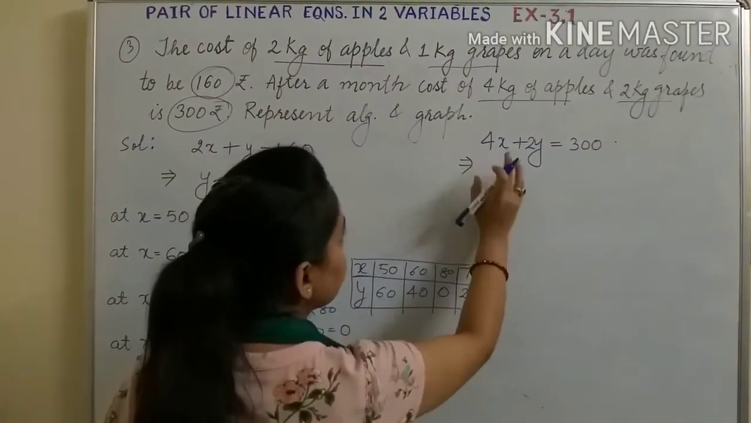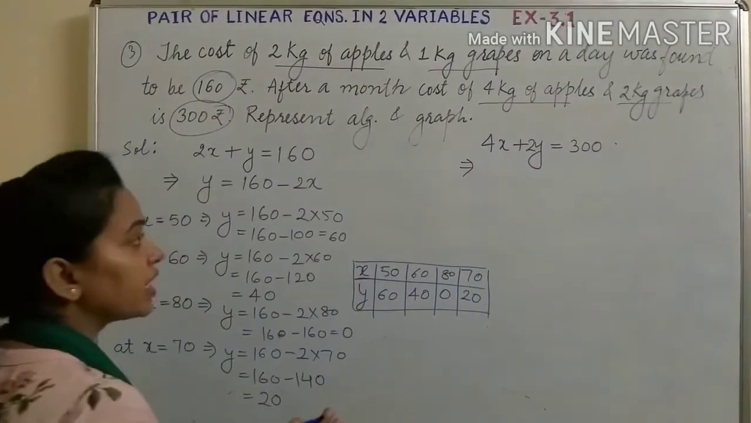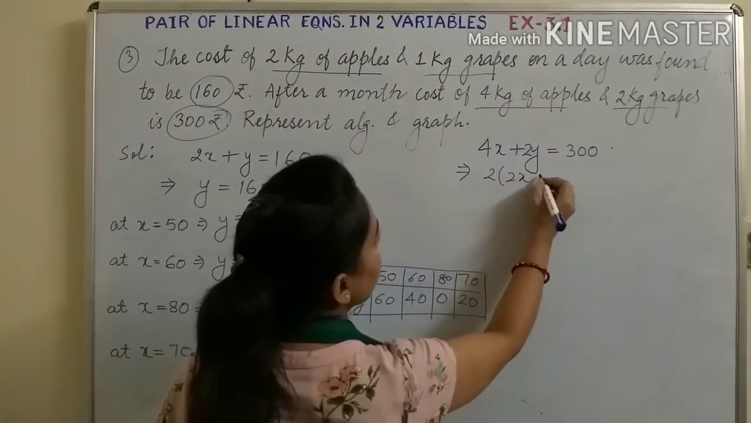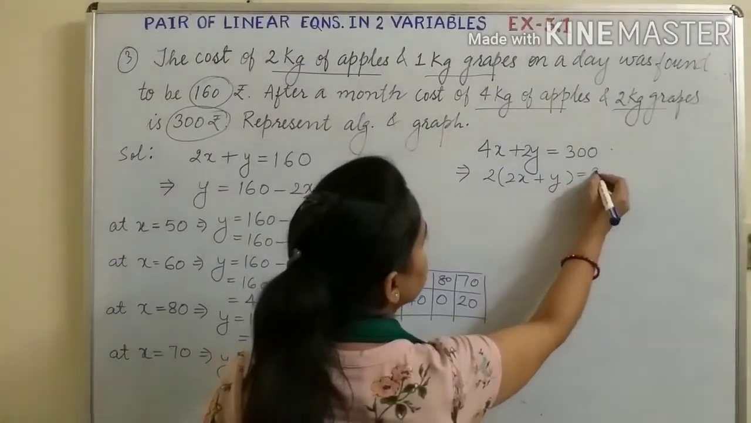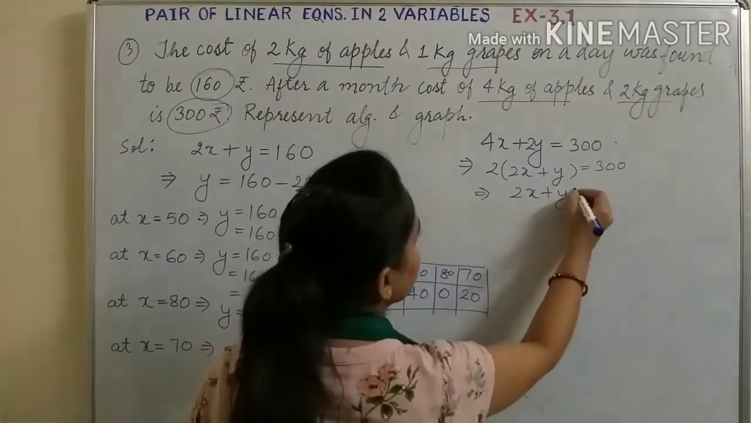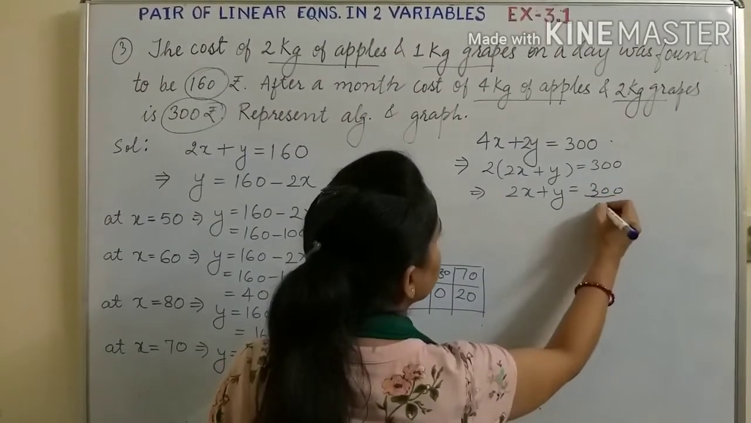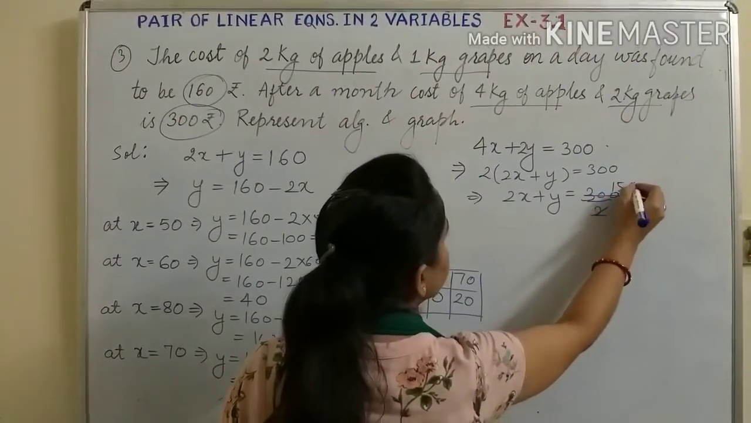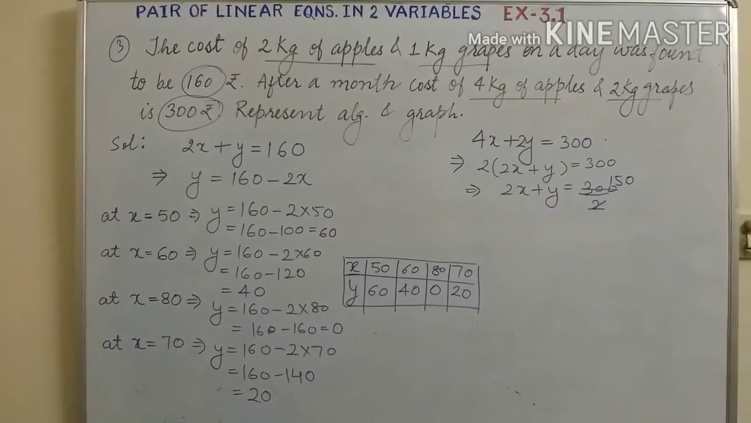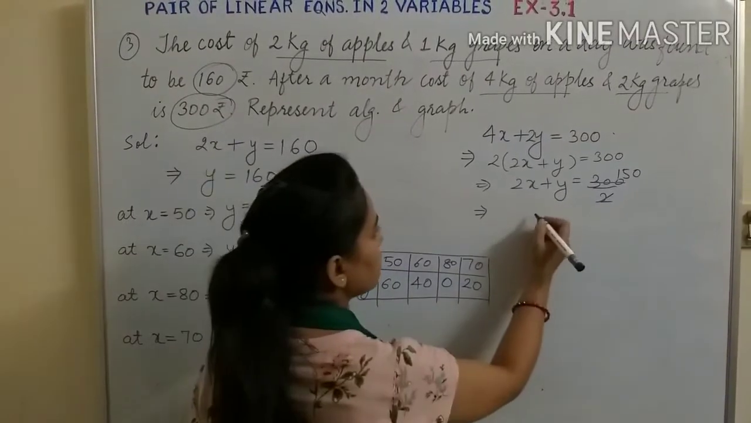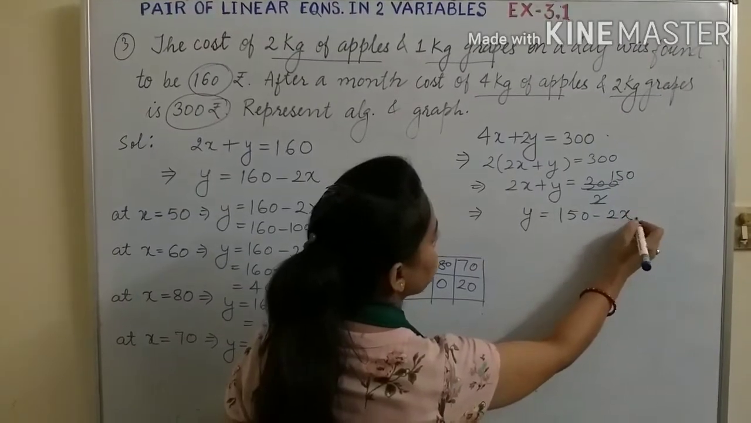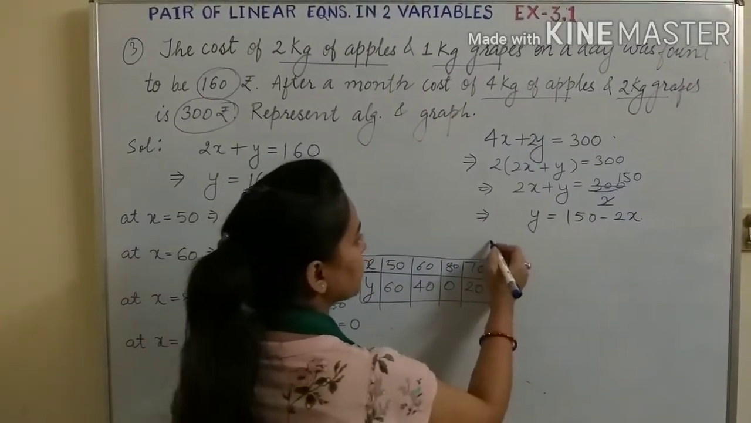Here you can see that 2 is common on both the sides. So we can take out 2 and it will become 2x plus y equal to 300, that is 2x plus y equal to 300 upon 2, 150. So we are left with y equal to 150 minus 2x. Let us put different values of x.